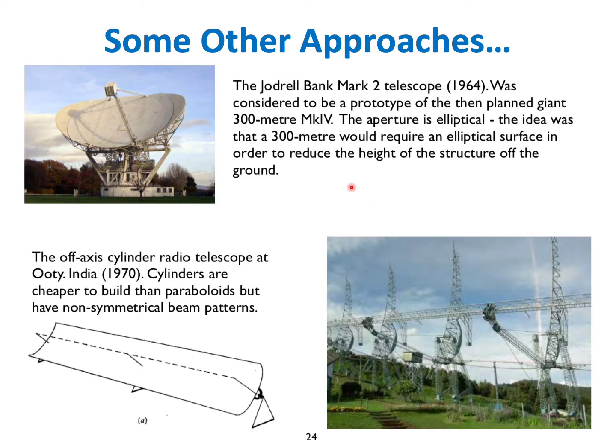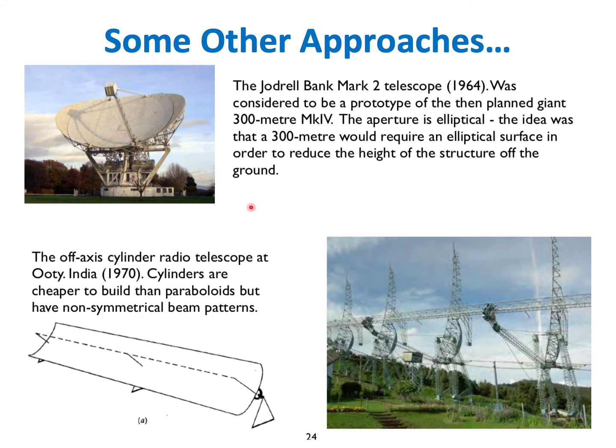There are some other approaches to dishes. There's one mildly odd-looking dish we have at Jodrell Bank where I work. It's called the Mark II. So this was an experimental telescope. So you can see this is sort of an elliptical aperture.